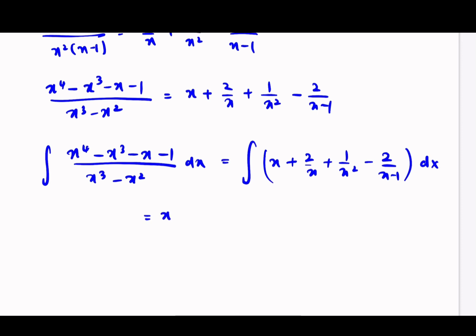Integrate X dapat X squared over 2. Integrate 2 over X dapat 2 ln X. Integrate 1 over X kuasa 2, negative 1 over X. Integrate 2 over X minus 1 adalah 2 ln X minus 1. Dan plus C.